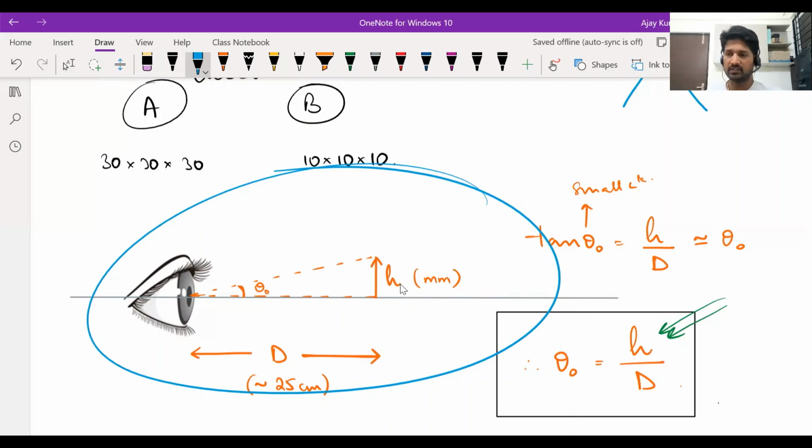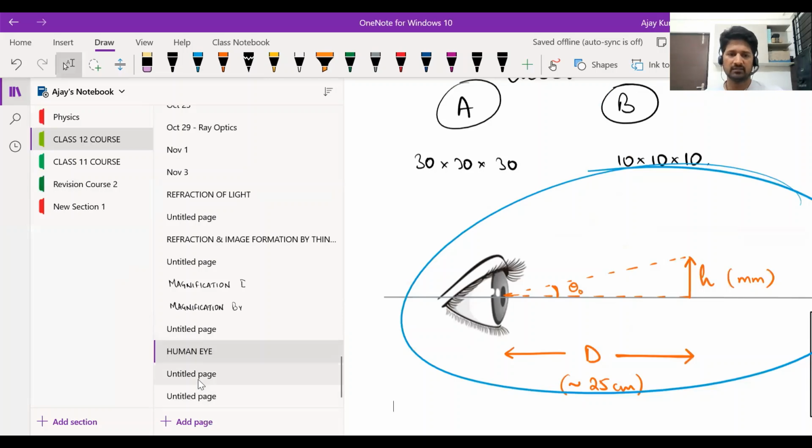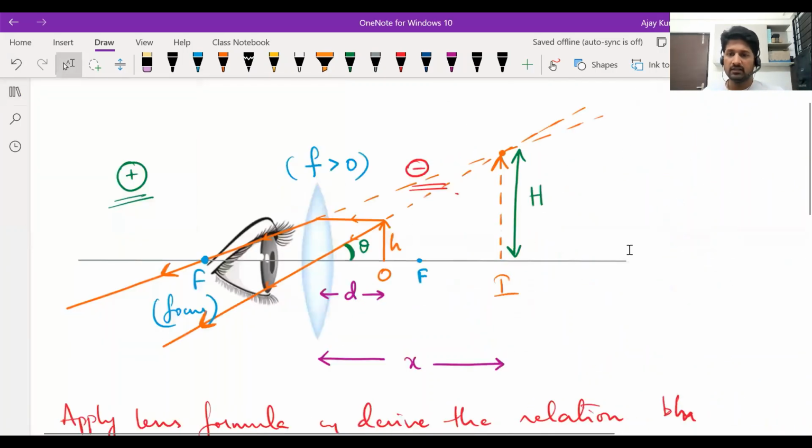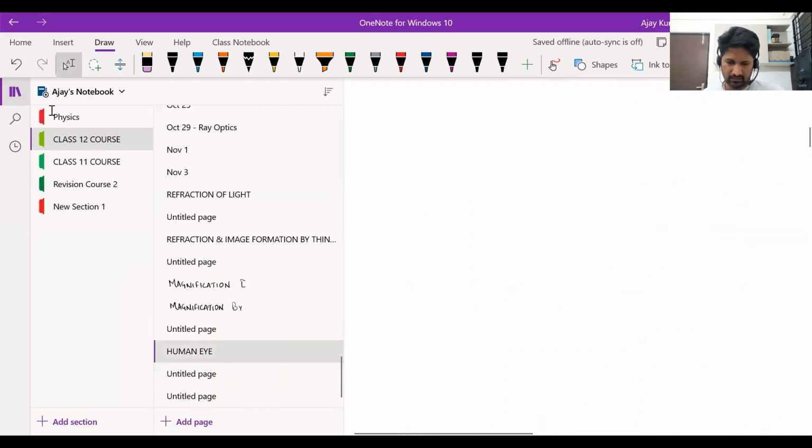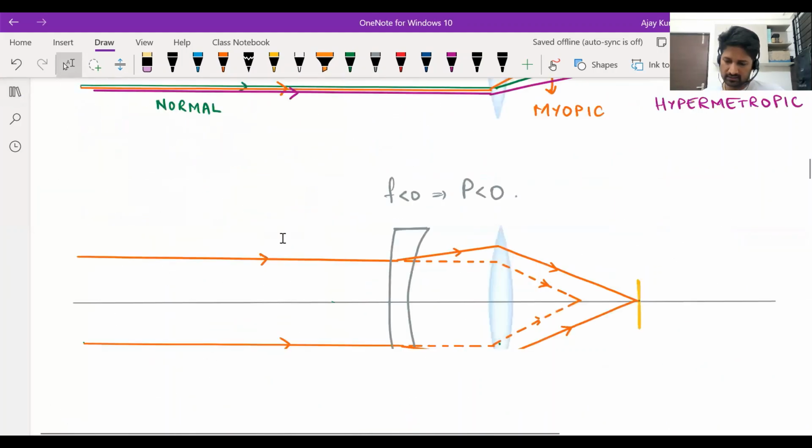So what is angular magnification? The angle subtended by the image when you look through the instrument divided by angle subtended by the object when you see it directly. That you have to say. So the answer you gave, angle subtended by image divided by angle subtended by object, is only half correct. You should say that it's the angle subtended by image when seen through the instrument divided by the angle subtended by the object when seen directly. Different cases. Now, when you look at the object directly, what angle does it subtend on the eye?